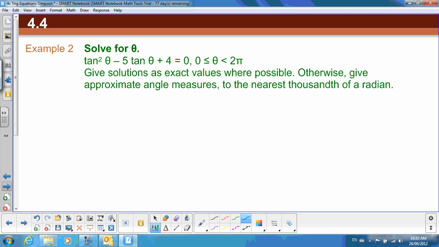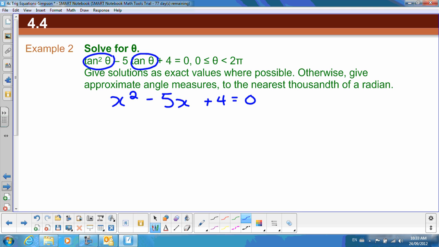This one says give solutions as exact values where possible. Otherwise, give approximate angle measures to the nearest thousandth of a radian. So we're going to factor this one similar to factoring x squared minus 5x plus 4 equals 0. So you can think of it as substitution if you want. But what I'm doing is I'm replacing the tan theta with a variable.